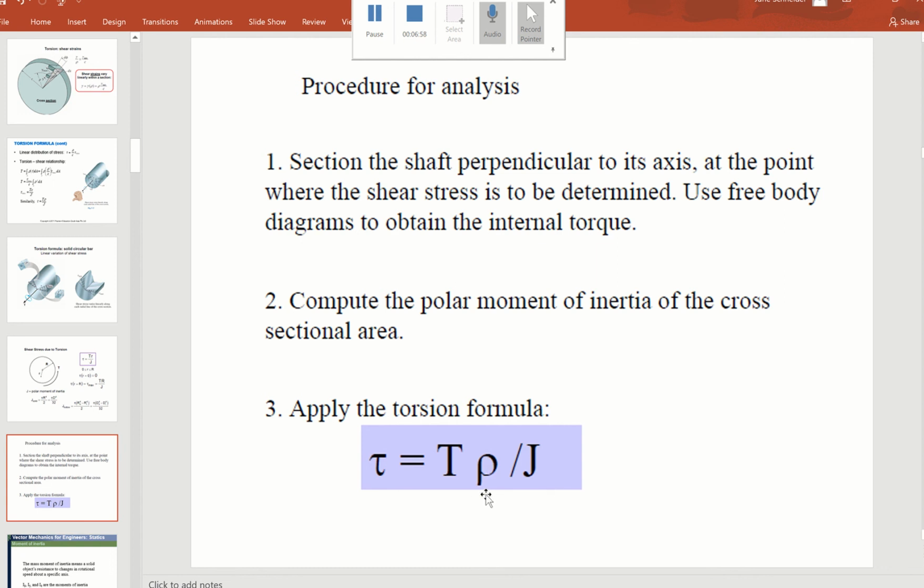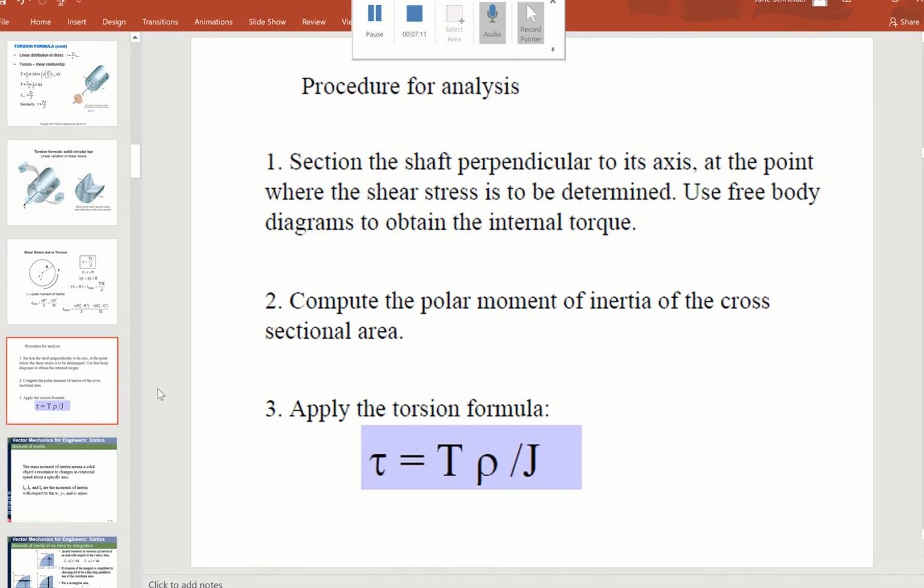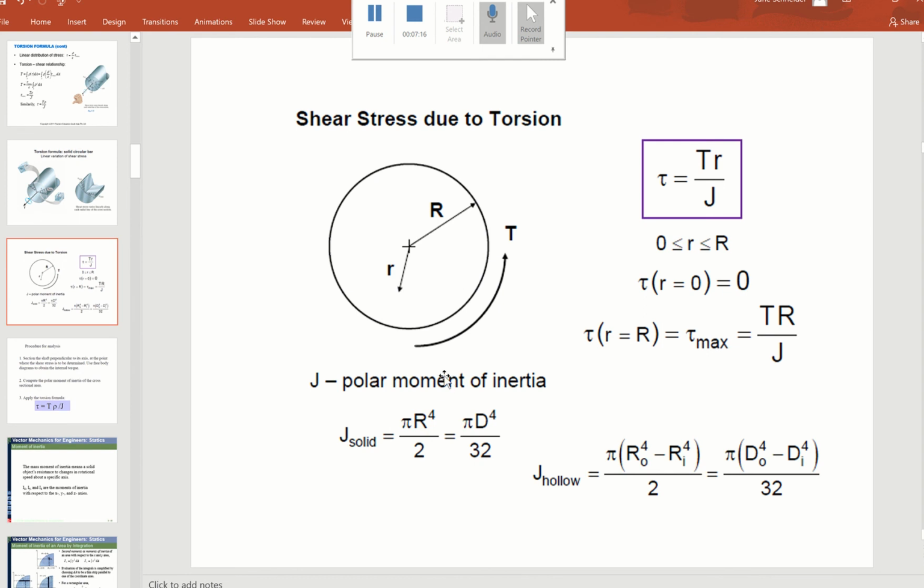Be aware here, I'm using rho. That means the small r we discussed earlier. That small r is going to range from 0 to the radius of the shaft. So that would be the concept of the torsion and the shear stress due to the torsion.